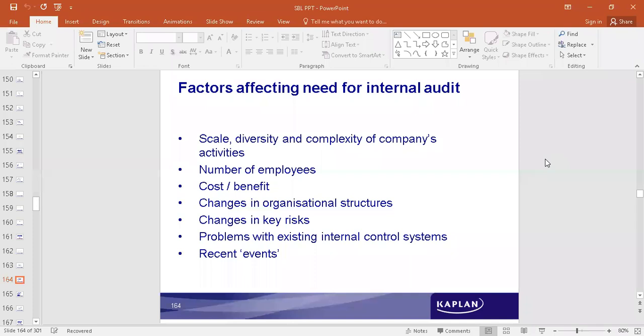Or because of some recent events that have happened, then they can also think of having an internal audit function in the organization. Maybe the recent events have an impact on the organization. They get affected because of the changes and the events that have happened. So I think at that time, there can be a need felt to have an internal audit function.